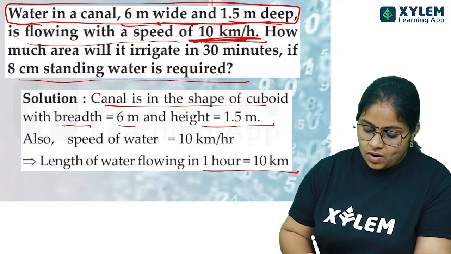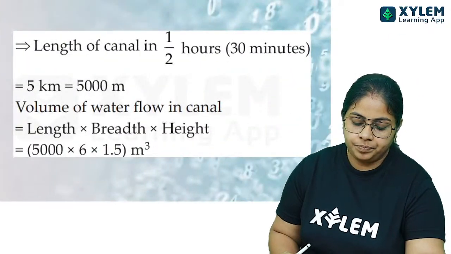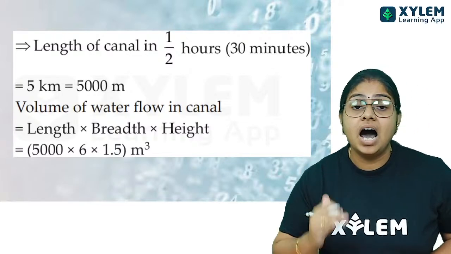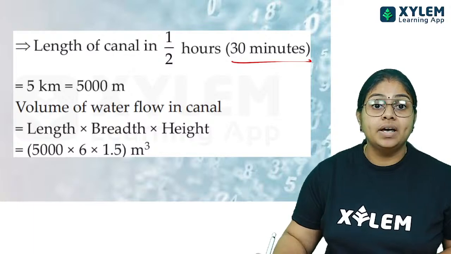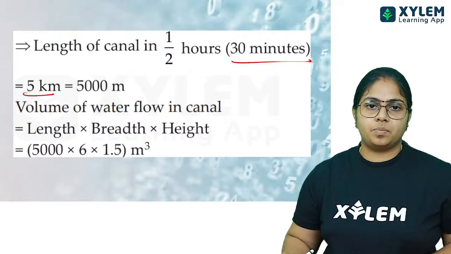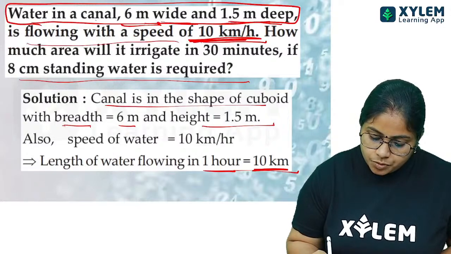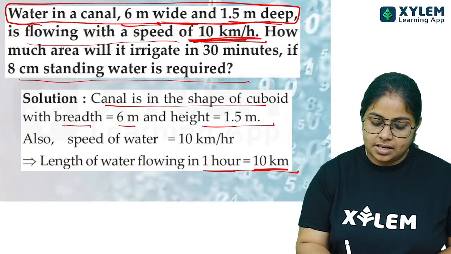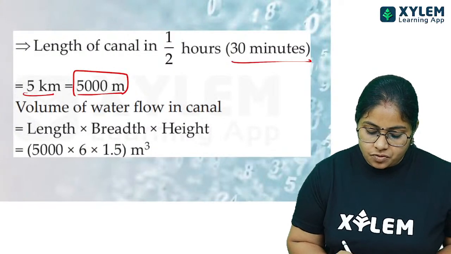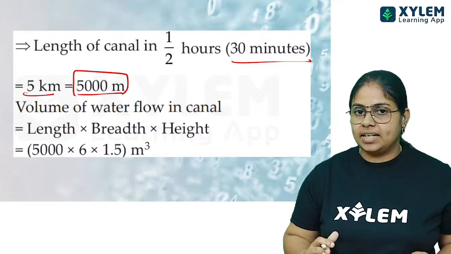kilometers. Okay, in 1 hour it moves 10 kilometers. In 30 minutes, what will the length of the canal be? Half an hour means 30 minutes. If it is 10 kilometers, its half will be 5 kilometers. We have to convert that value into meters, since everything else is given in meters. Only the breadth and height are given, not the length.